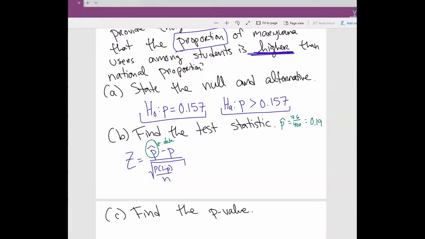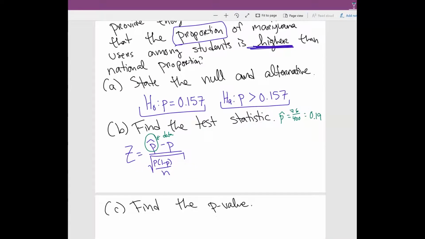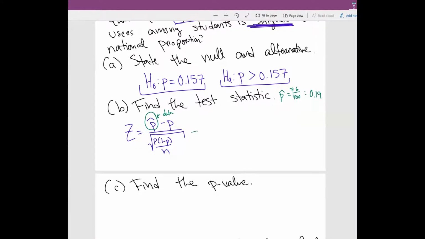So now we're going to go ahead and just put that P hat into the formula. So P hat is just 0.19. That's what we just calculated. Now we're going to minus P. P in this case is right here. It's in the null. It's 0.157 divided by the square root of 0.157 times 1 minus 0.157 divided by N. And in this case, it's going to be equal to 400.